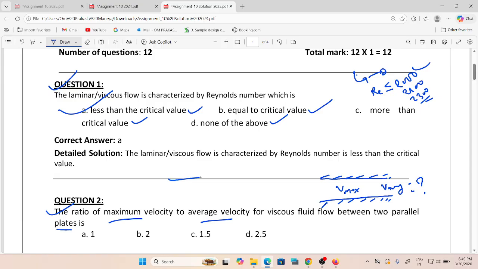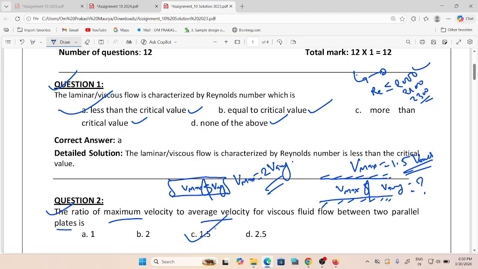And here I also want to explain the pipe flow. The V max and V average relation: in pipe flow, the V max is equal to 2 times the V average. Remember these things. In parallel plate, your V max is equal to 1.5 times your V average. So here your option C will be correct.